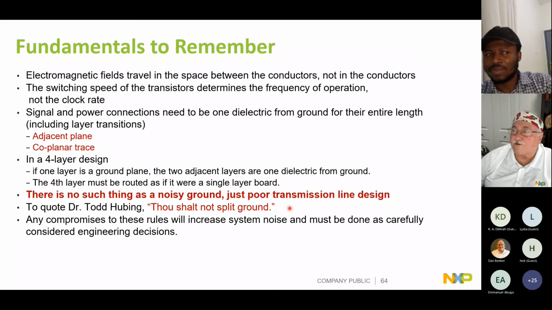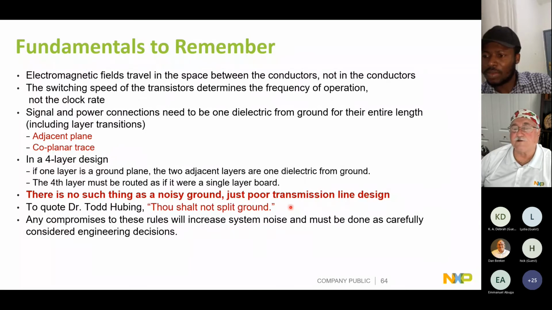Is it the best solution? Certainly. If you can create completely discrete domains for every signal, that's wonderful. But you can't afford to do that. Not in the cost of materials, not in the physical space it takes to do that.